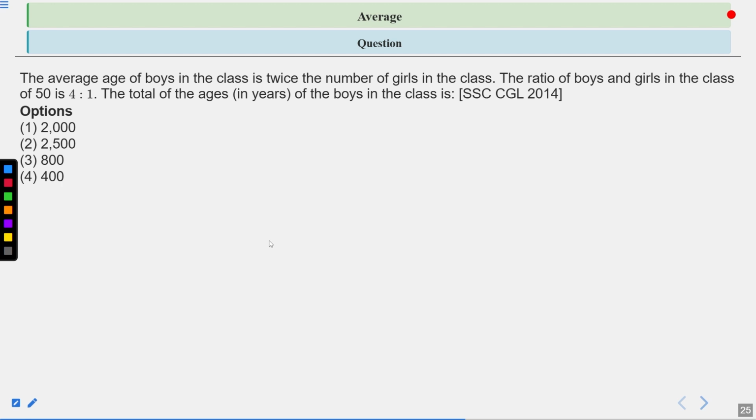The average age of boys in the class is twice the number of girls in the class. The ratio of the boys and girls in the class of 50 is 4:1. The total of the ages in years of boys in the class is, and this question was asked in the SSC CGL 2014 exam. So there are four options. First one is 2000, second is 2500, third is 800, fourth is 400.